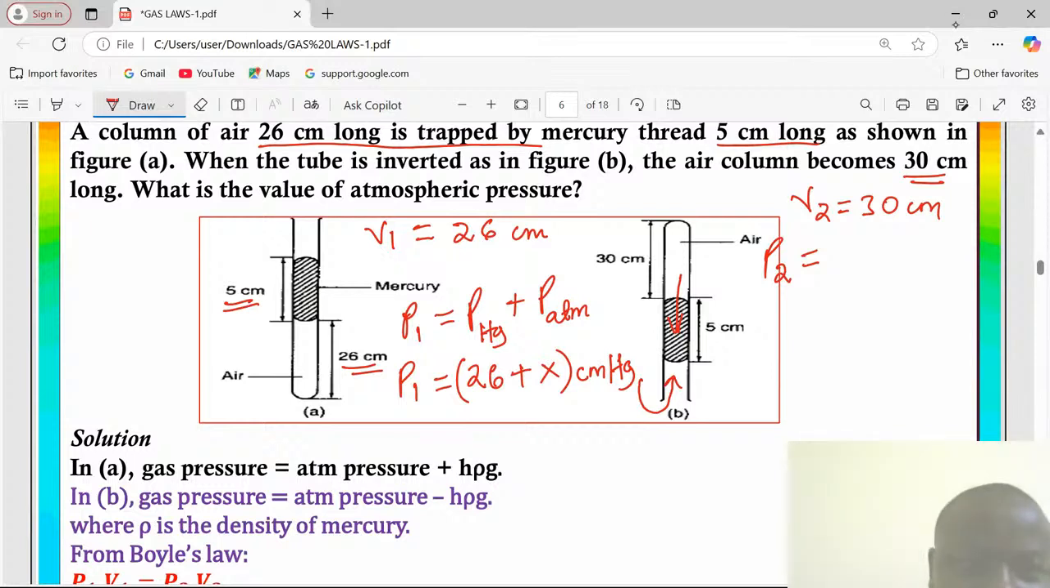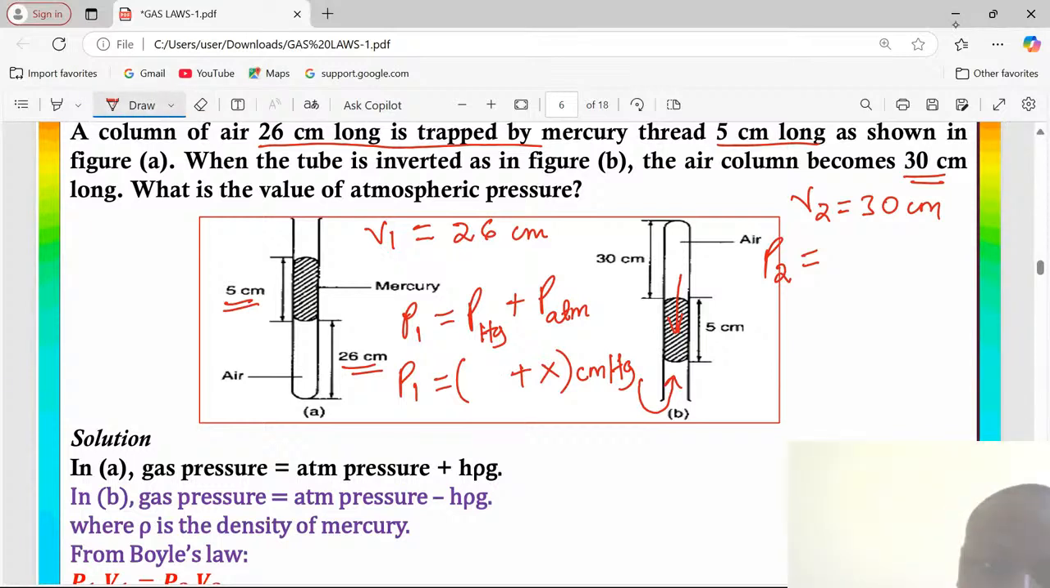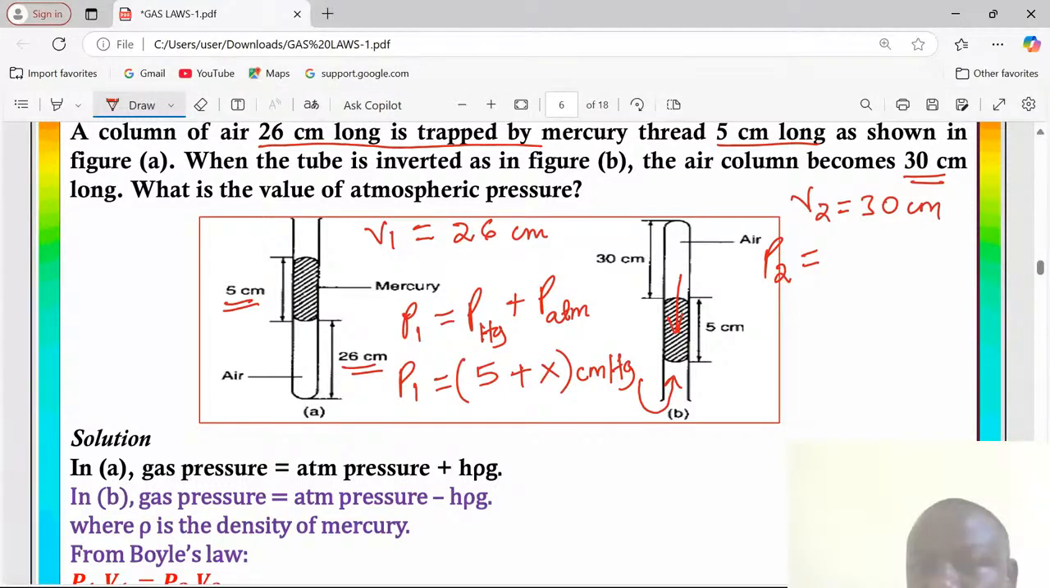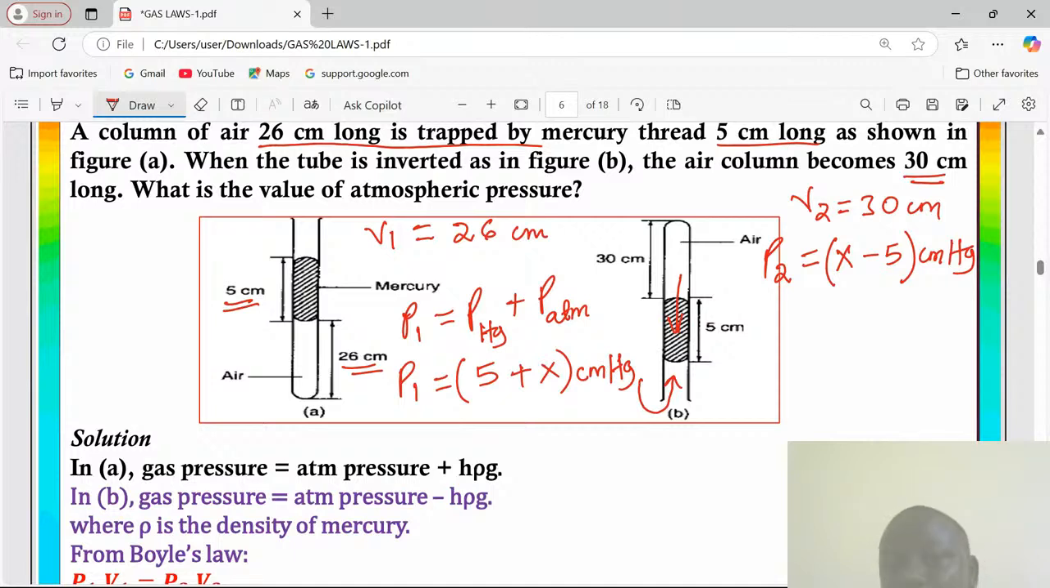Actually, there is a mistake here. Sorry. I am supposed to recognize this one as 5 centimeters of mercury. Therefore, the atmospheric pressure is greater than the 5 centimeters of mercury. Therefore, I'll be talking about the unknown atmospheric pressure, and we subtract the 5 centimeters of mercury so that we may know the resultant pressure. Atmospheric pressure is acting upwards, but pressure due to the mercury column is acting downwards. Therefore, the net pressure, the resultant pressure, is going to be the difference.